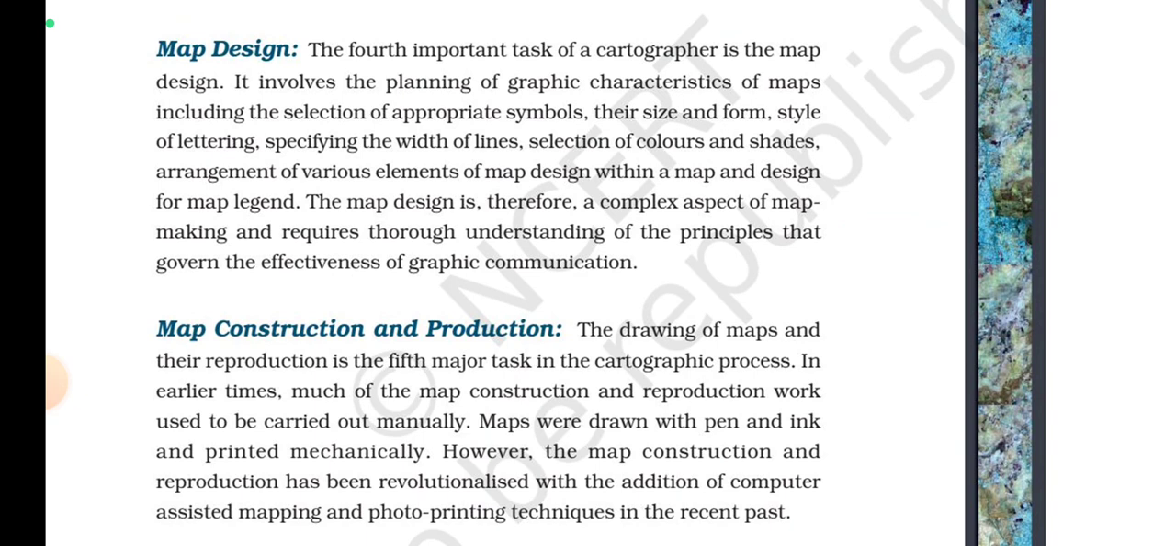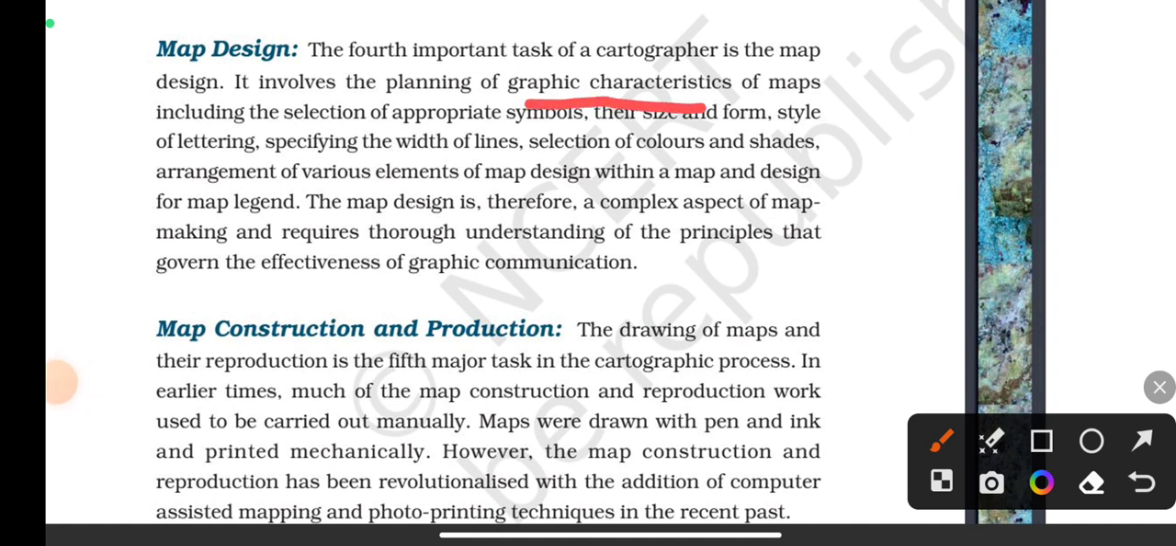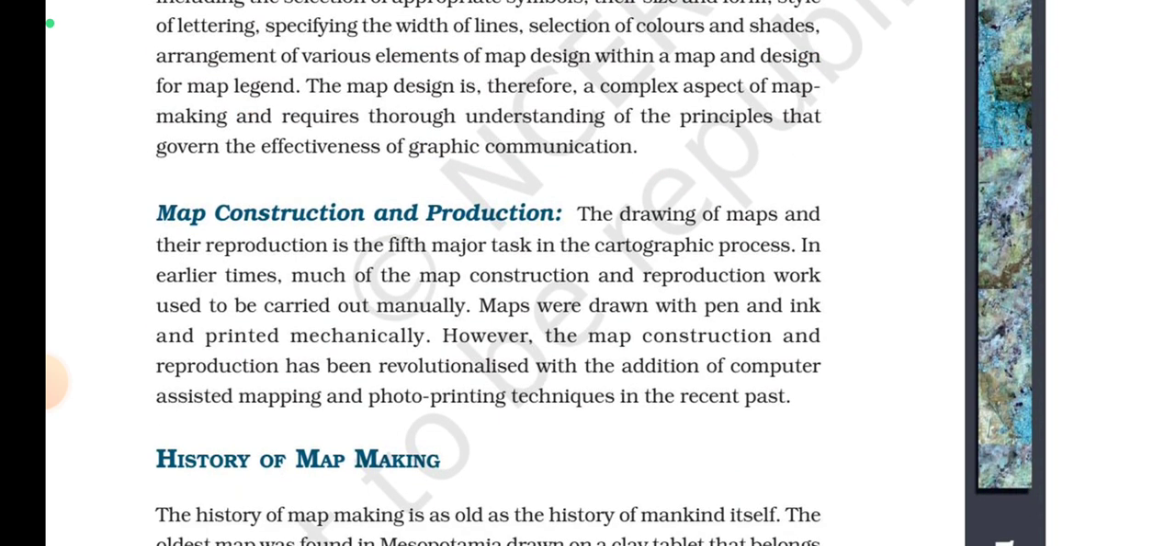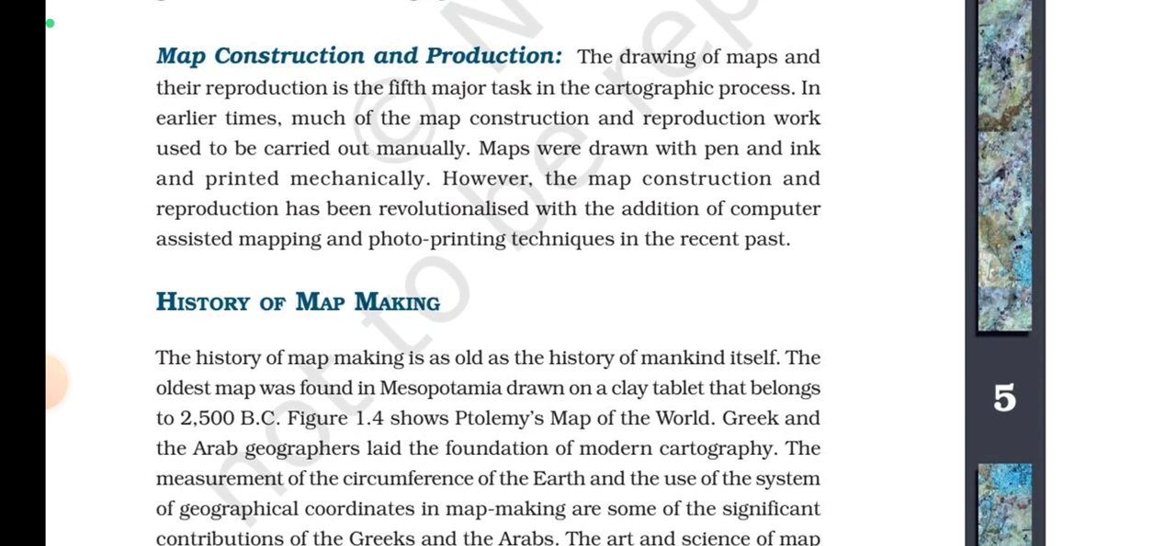The fourth important task of a cartographer is the map design. It involves the planning of the graphic characteristics of maps, including the selection of appropriate symbols, their size and form, style of lettering, specifying the width of line, selection of colors and shades, arrangement of various elements of map, design within a map, and design for map legend. The map design is therefore a complex aspect of map making and requires thorough understanding of the principles that govern the effectiveness of graphic communication. So here comes the art: map making is an art.